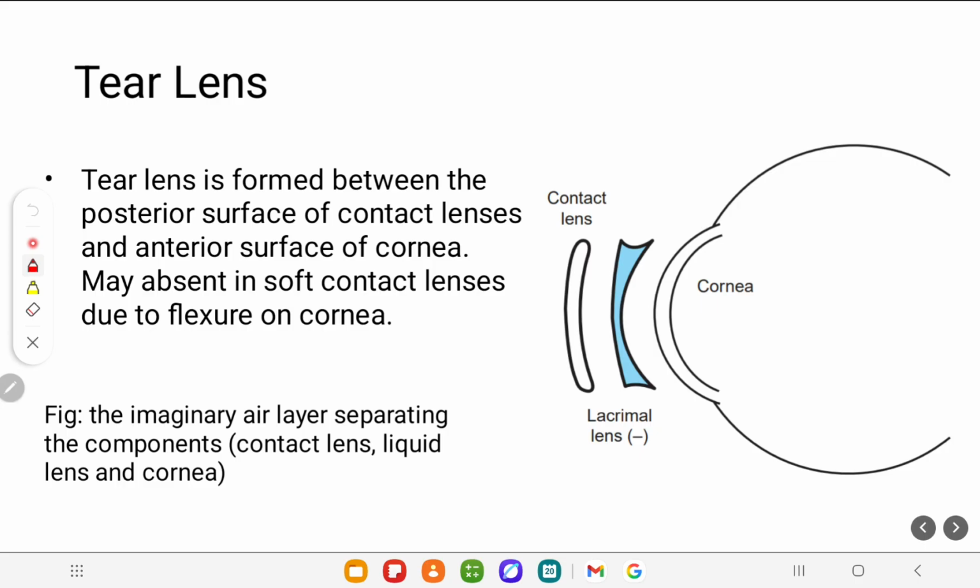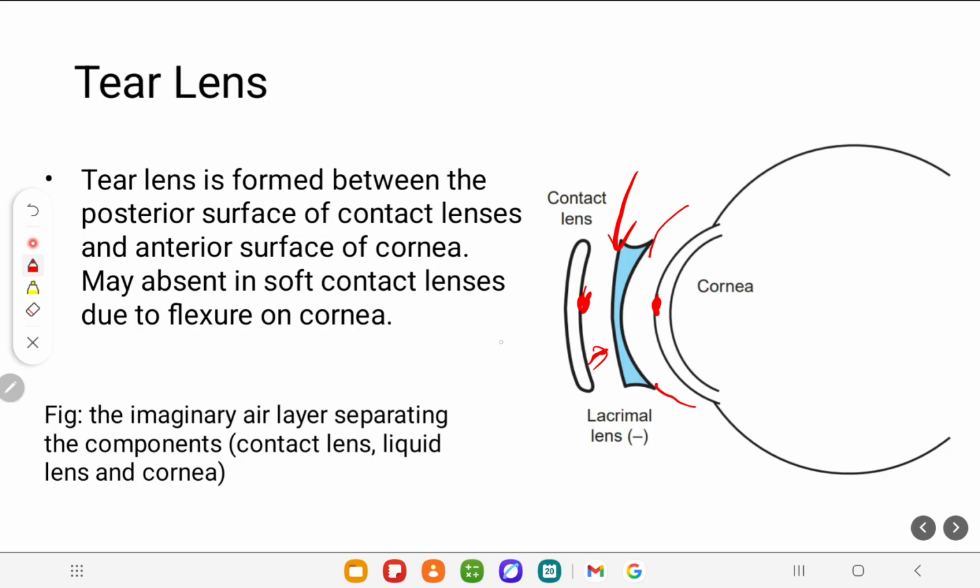So let's come to the tear lens. The tear lens is formed between the posterior surface of the contact lens and the anterior surface of the cornea. So the anterior surface of the cornea makes the posterior surface of the tear lens, and the anterior surface of the tear lens is made by the posterior surface of the contact lens. That's very important to understand.